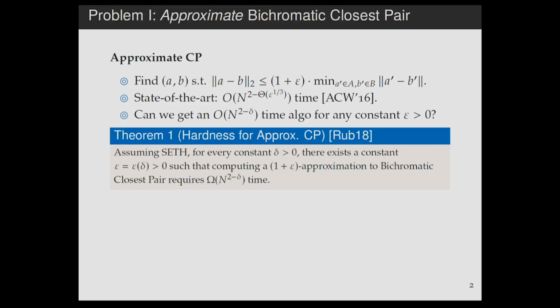In 2018, Abboud and Rubinstein showed that this is not possible. For every delta, there exists a sufficiently small epsilon such that if you want a 1 plus epsilon approximation, the running time you need is at least n to the 2 minus delta.